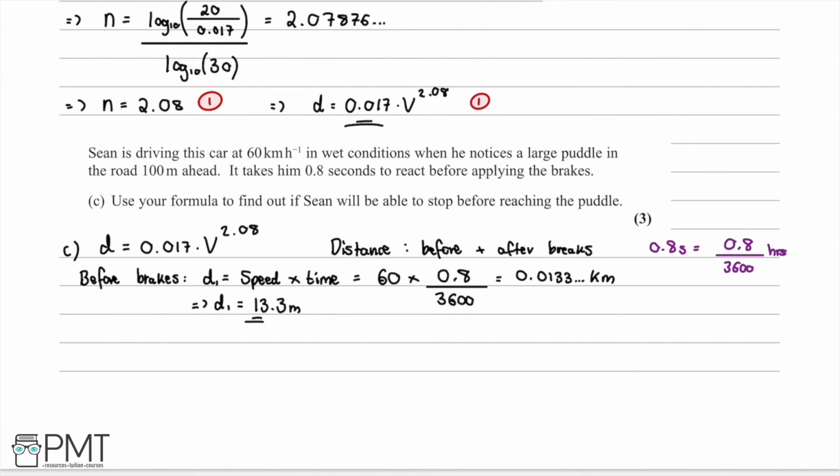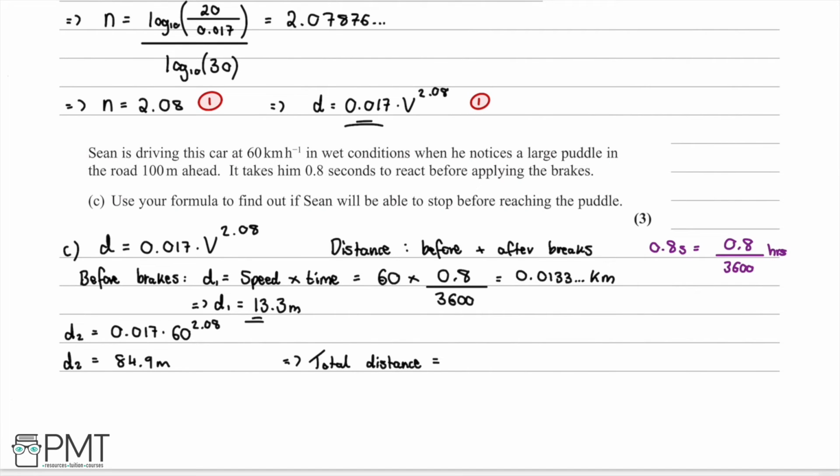So now we need to use our equation here to work out what the second distance is. So the distance after the brakes are applied, we'll denote that by d2, and it can be calculated using our model, where we sub in our speed v. So this is going to be 0.017, and we know now that v is 60, and we have that 60 goes to the power of 2.08, and putting this into our calculator, this comes out as 84.9 meters.